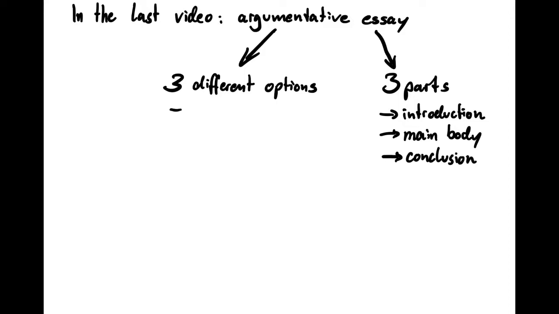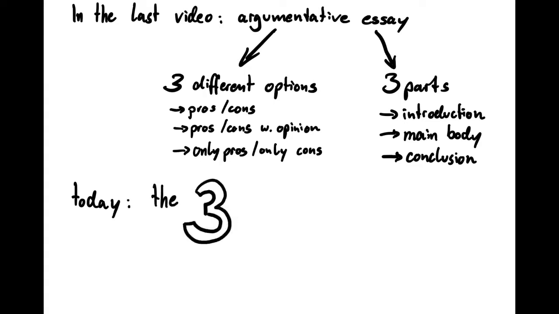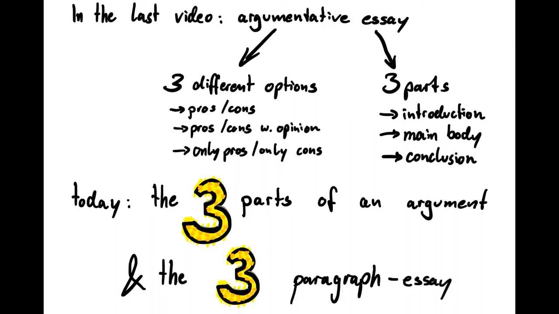You can write an argumentative essay where you show pros and cons without your opinion, or you show both pros and cons with your opinion, or you show only pros or only cons. Today, we will see the 3 parts of an argument and the 3-paragraph essay. So once again, 2 times this important number 3.